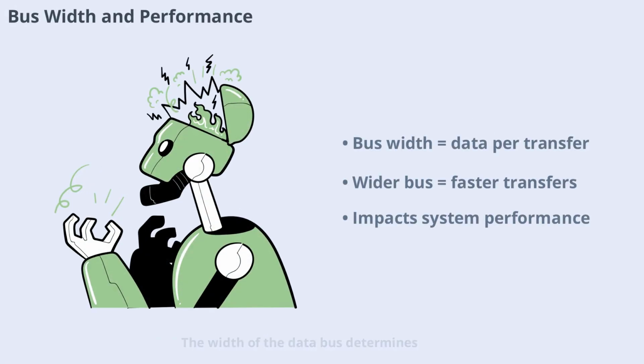The width of the data bus determines how much data can be transferred at once. A wider bus can carry more bits simultaneously, increasing the speed of data movement. For example, a 32-bit bus can transfer 4 times as much data per cycle as an 8-bit bus. Upgrading bus width is a common way to boost system performance.